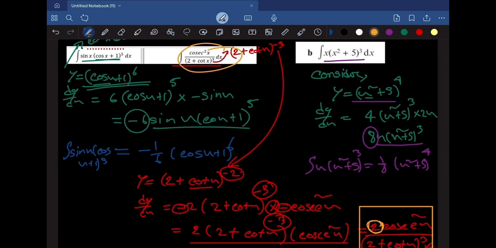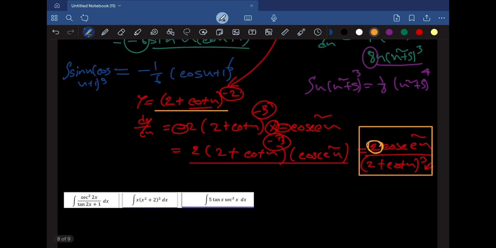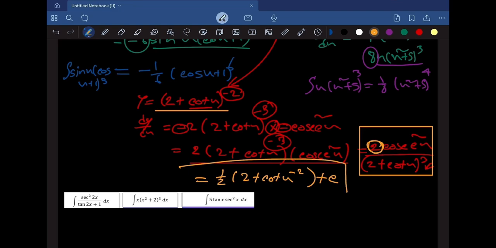So now we can write 1 divided by 2 is equals to this value. Okay, so we can write it down here as it is in the numerator. We will write it like this: 1 by 2 into 2 plus cot x to the power minus 2, plus c. So basically this is our final answer.